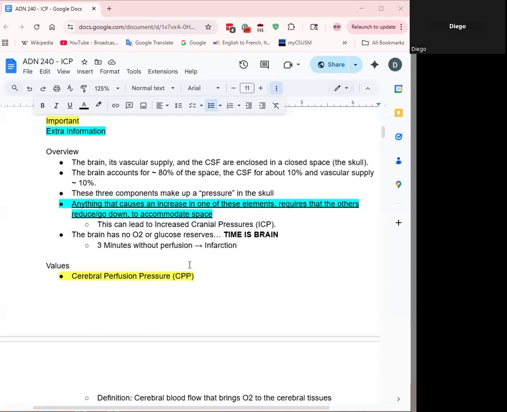For a lot of these conditions, the end result is that the brain is going to be lacking in oxygen or in glucose. The brain has no reserves of either one, so anytime you're unable to get oxygen in, unable to metabolize, you're going without proper perfusion, and that could lead to brain damage. Okay.